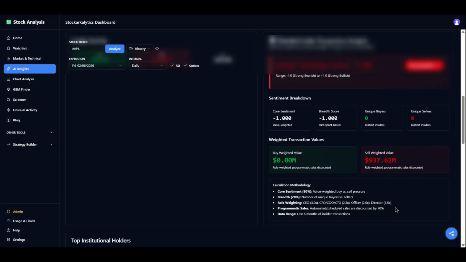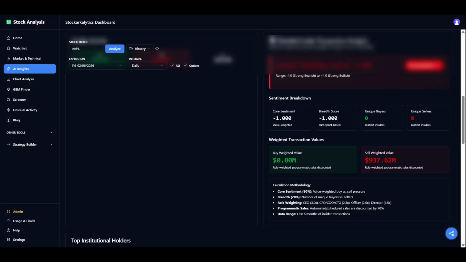Then we show weighted transaction values, buy pressure versus sell pressure, after adjusting for insider roles and common programmatic selling patterns. And if you want transparency, the methodology is right here. Core sentiment and breadth are weighted, and insider roles are weighted differently. Also, certain types of automated or scheduled sales are discounted because they don't always reflect discretionary conviction.